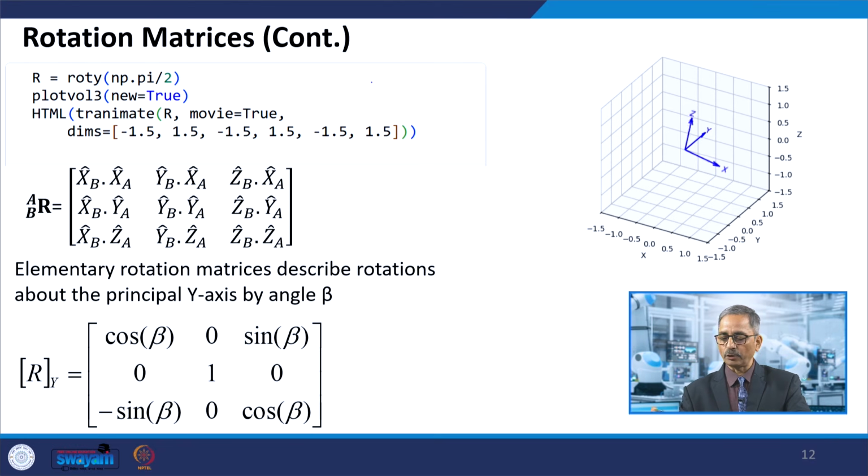Next, let us see the rotation about the y axis. Here you can see that a 90 degree rotation about the y axis is being shown. Again, this animation is done using Python.